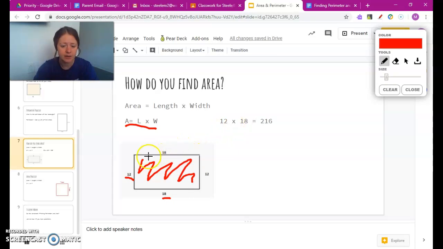For this example, we already have it solved for you. Area equals length times width, so you take your 12 times your 18, and you get 216. Now, let's say this had a label on it, and it was inches. It would be 216 inches squared, and the reason it's squared is because we're finding how many squares it takes to cover the inside of the shape.